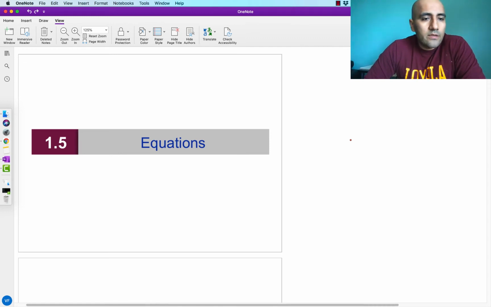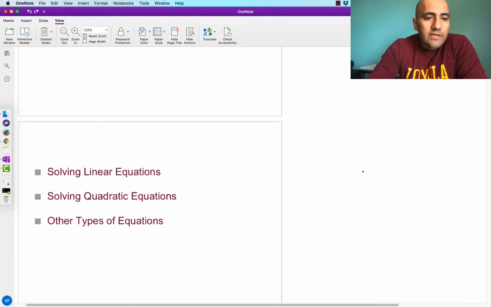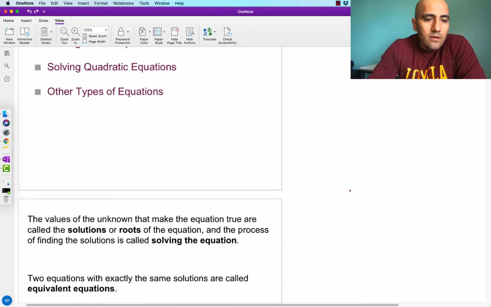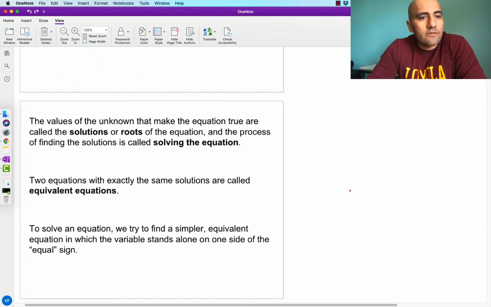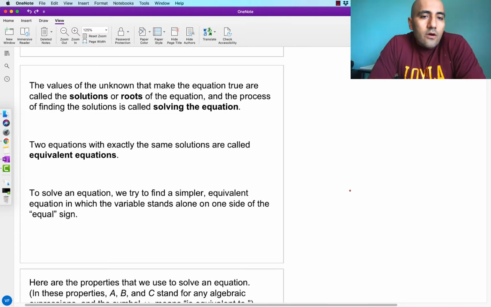Okay, chapter 1, section 5, equations. So in this section, we're going to talk about solving linear equations, solving quadratic equations, and then other types of equations. So some simple definitions first. The value of an unknown that makes an equation true is called a solution. Also, we refer to them as roots of an equation. And the process of finding solutions is called solving an equation.